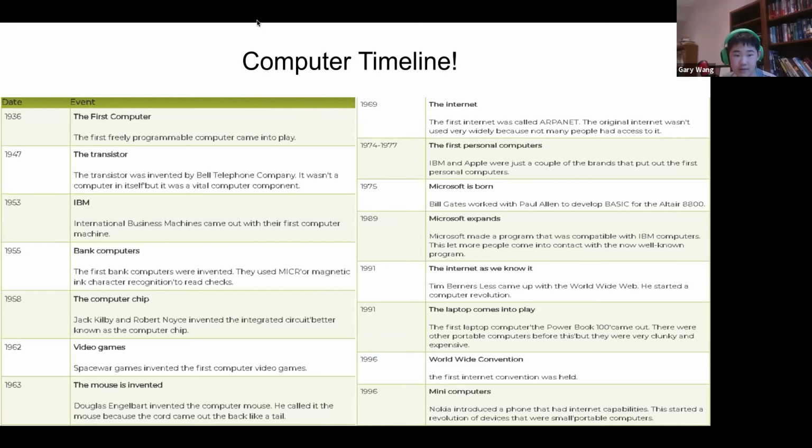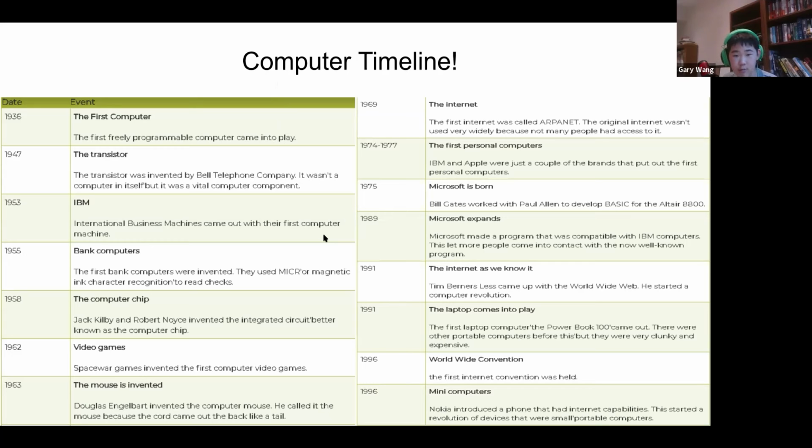And so in 1958, the computer chip came out. Jack Kilby and Robert Noyce invented an integrated circuit, better known as the computer chip, which is once again another component of the computer, just like the transistor. They're vital parts, meaning essential, meaning important parts of the computer.